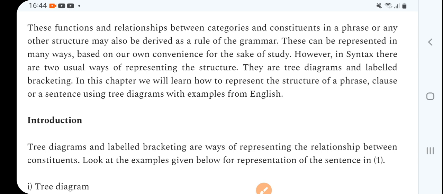These can be represented in many ways based on our own convenience for the sake of study. However, in syntax, there are two usual ways of representing the structure. They are tree diagram and labeled bracketing, that is, a sentence is divided into different branches and then sub-branches. In this chapter we will learn how to represent the structure of a phrase, clause, or a sentence using tree diagram with examples from English.